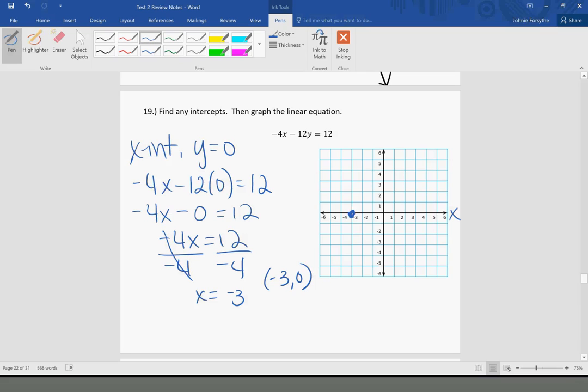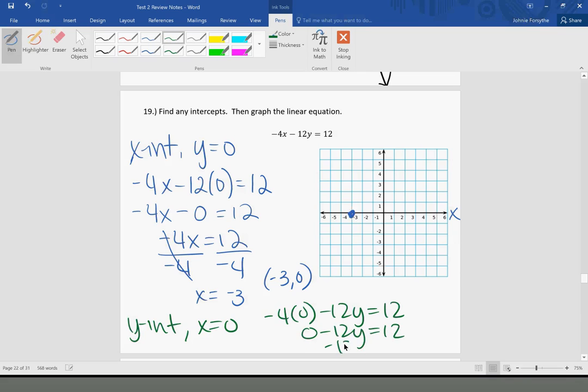Now let's look at the y-intercept. To get the y-intercept, we make x equals 0. So I'm going to plug in 0 for x and solve for y. I have 0 minus 12y equals 12, which gives me negative 12y equals 12. To solve for y, I'm going to divide by negative 12. And 12 divided by negative 12 gives me negative 1. So the y-intercept is negative 1.